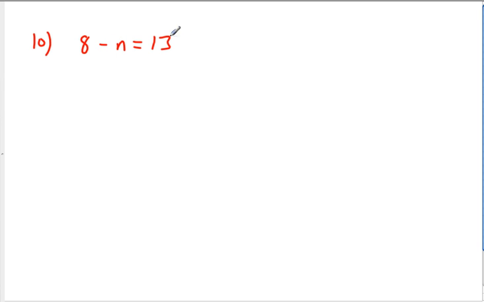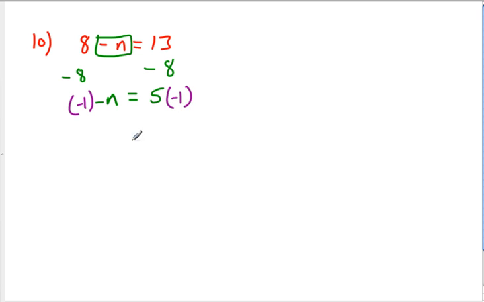Alright, this looks like a one-step problem. You can subtract 8 from both sides. But remember, this subtraction sign stays with whatever's next to it. So you'll end up with -n equals 5. If you multiply now by -1 on both sides, that will give you the answer you're looking for, which is n equals -5. There is another way to do that.